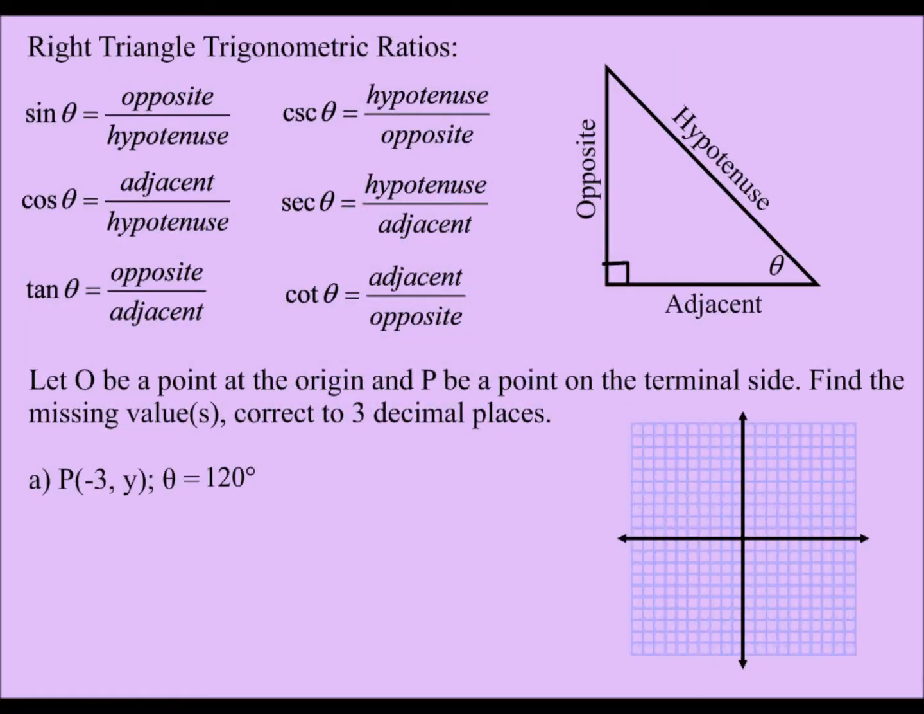These are right triangle trigonometric ratios. Sine theta equals opposite over hypotenuse. Cosine theta equals adjacent over hypotenuse. Tan theta equals opposite over adjacent.